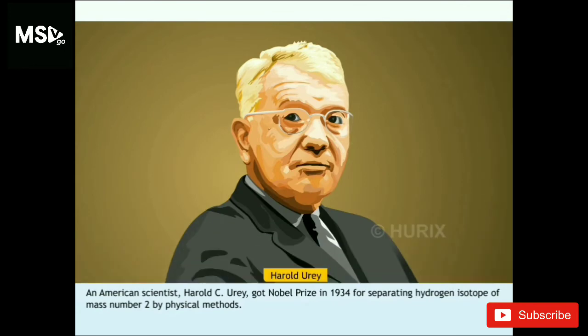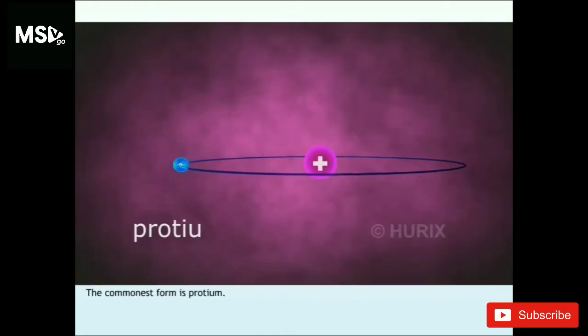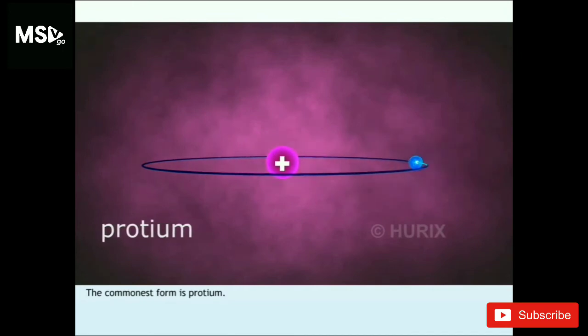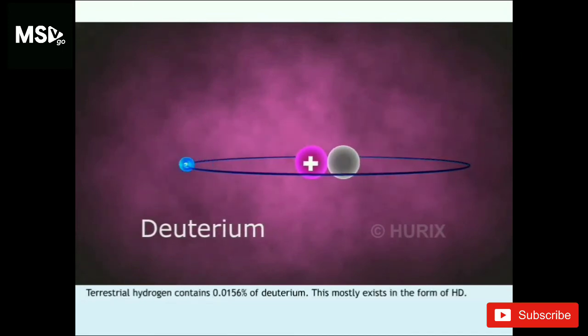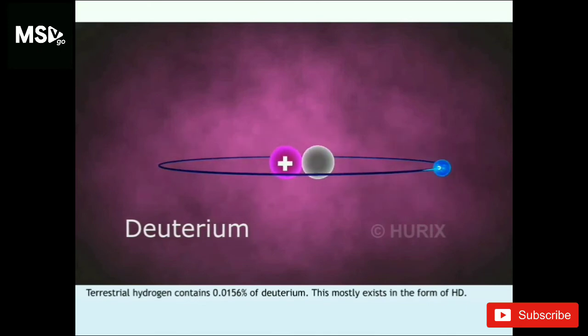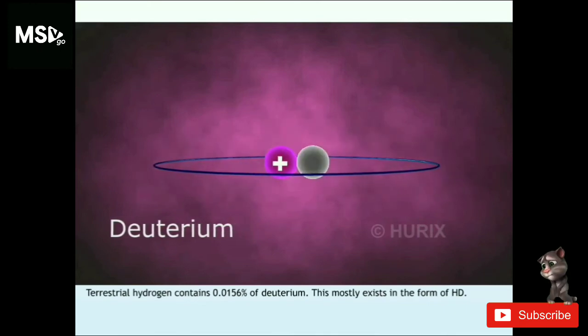An American scientist, Harold C. Urey, got the Nobel Prize in 1934 for separating the hydrogen isotope of mass number 2 by a physical method. The most common form is protium. Terrestrial hydrogen contains 0.0156% of deuterium. This mostly exists in the form of HD.